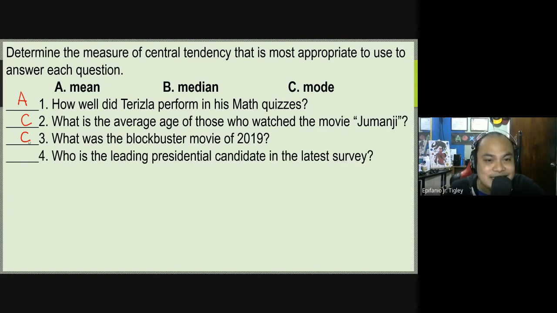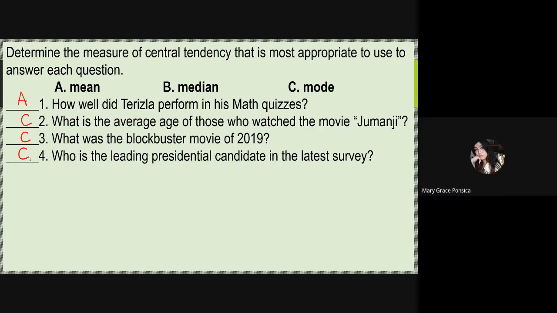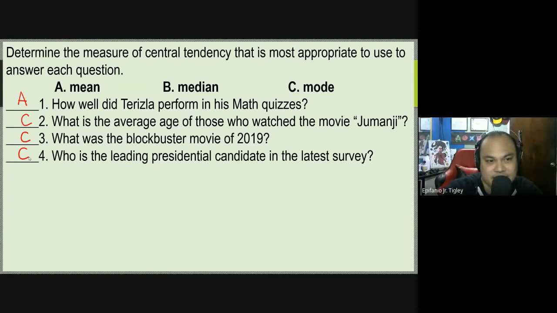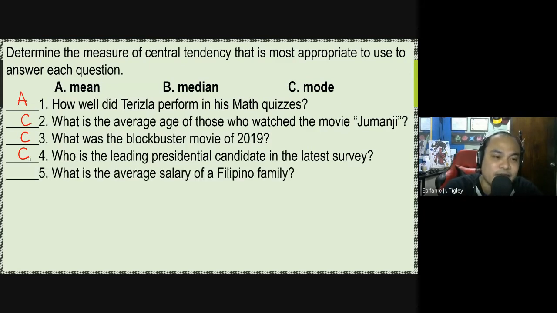Who is the leading presidential candidate in the latest survey? Is it the mean, the median, or the mode? Mode. Mode, gihapon. Sige, nganong mode man natong gamiton? Why use the mode? Kay categorical ang mode mostly use siya when you have categorical data kanang pila ang nipilian nga candidate. That's very, very correct. So, ang pinakadaghan nga ni vote ana is the leading presidential candidate. That's the mode. Now, let's go to number 5.